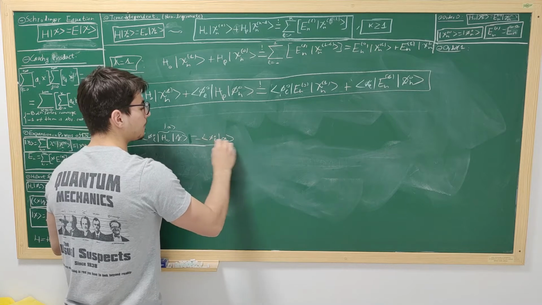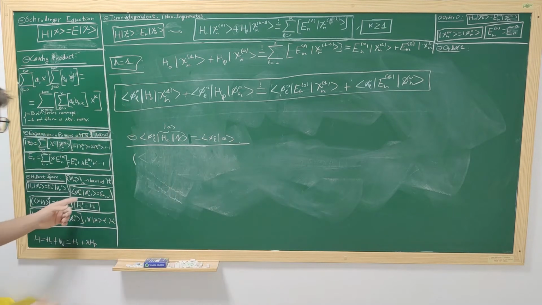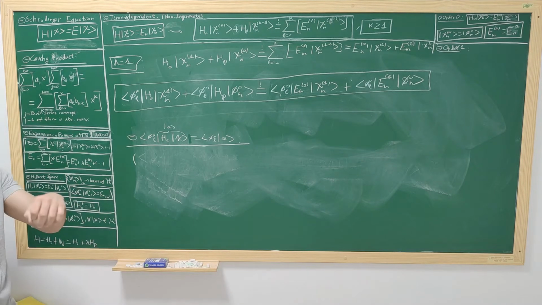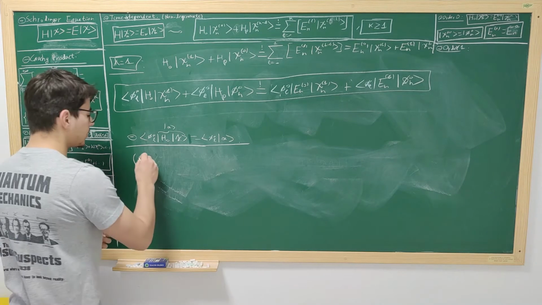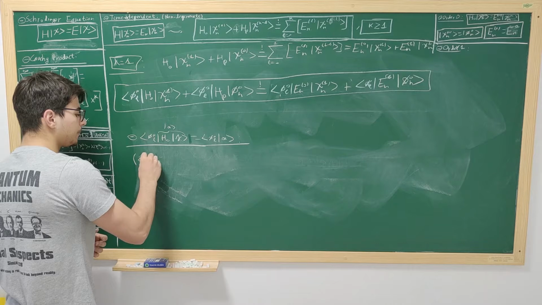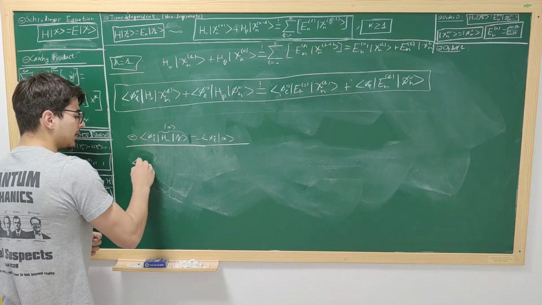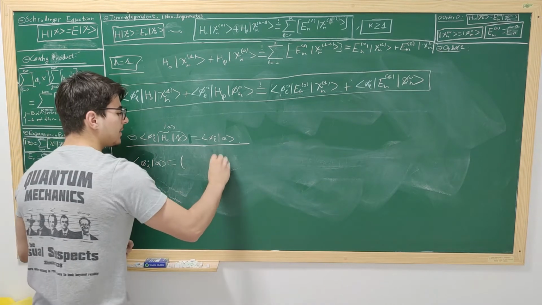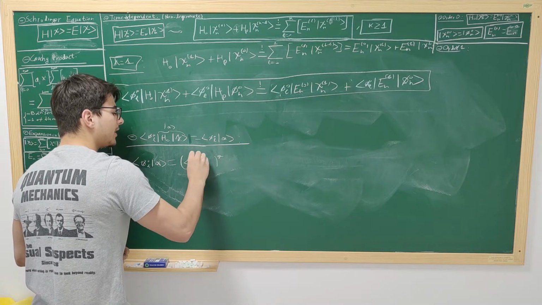So we have this. But we know this property, that when we have a dot product and we take the complex conjugate, we can just invert the order. So let me just put it like this. When we have this, it is the same as the complex conjugate of the reversed order.